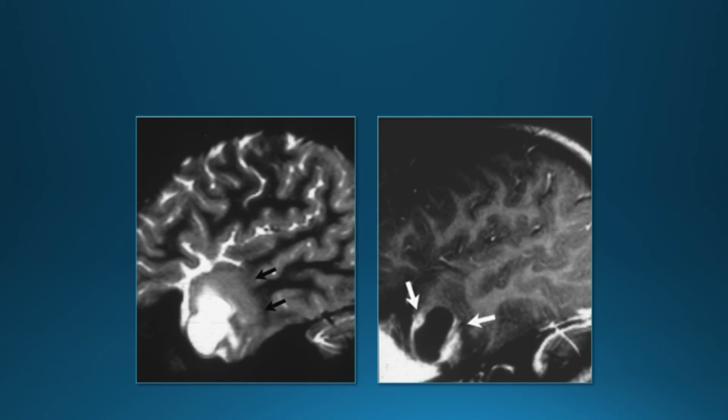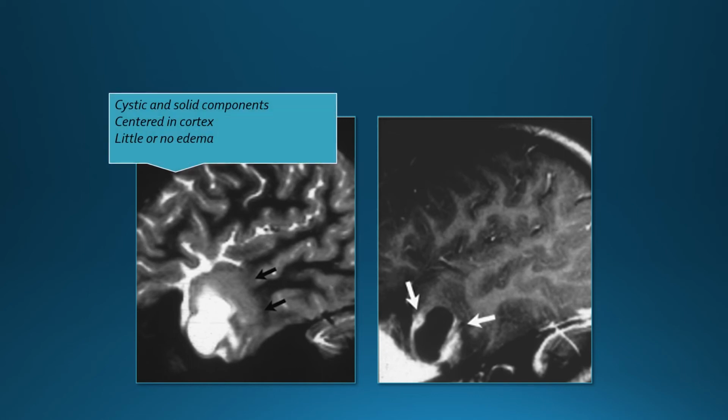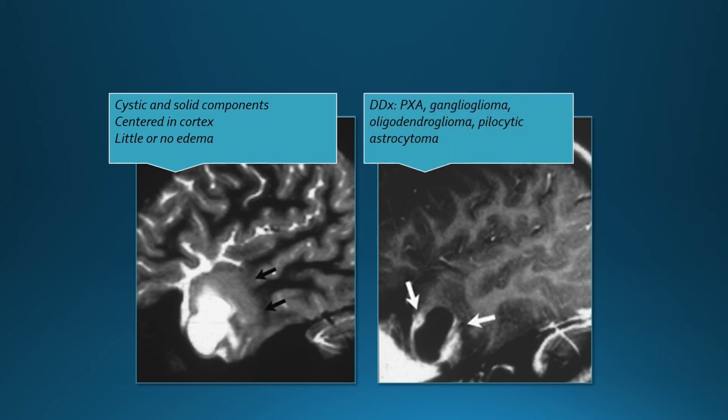T2, post-contrast T1. It's a mass with both cystic and solid components centered in the cortex. There's no surrounding edema. So our differential for this type of lesion could be pleomorphic xanthoastrocytoma, ganglioglioma, oligodendroglioma, pilocytic astrocytoma. But in this patient, it's a ganglioglioma.